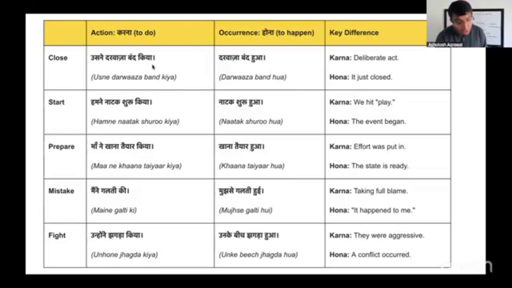Band karna, let's say Kunal ji, if you are closing the door, मैंने door बंद किया versus the door closed on its own. दरवाजा बंद हुआ. Like karna is a deliberate act versus it just closed. Hona, it just closed. Like a horror movie, you're watching it and the door closed on its own, right? Nobody's closing it, right? So same thing, you have a play or a movie, you are starting it, हमने नाटक शुरू किया, the play you started versus it started, right? The event began, the show started, it's just like शुरू हुआ, शुरू करना versus शुरू होना, खाना तैयार करना, like, parent or mom is preparing the food versus तैयार हुआ, the steak is ready.